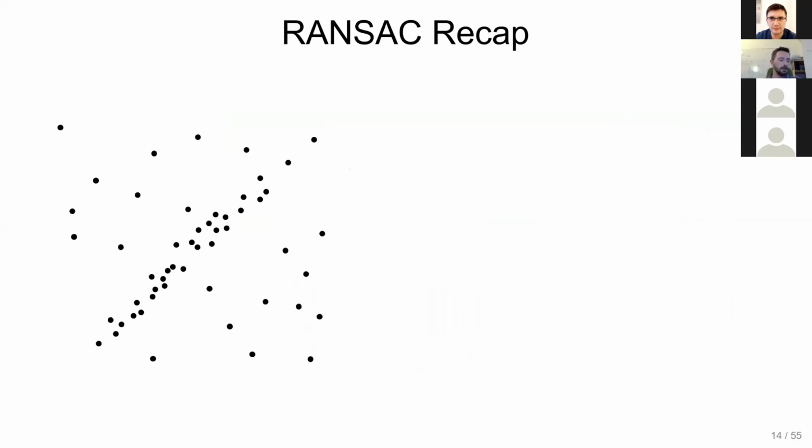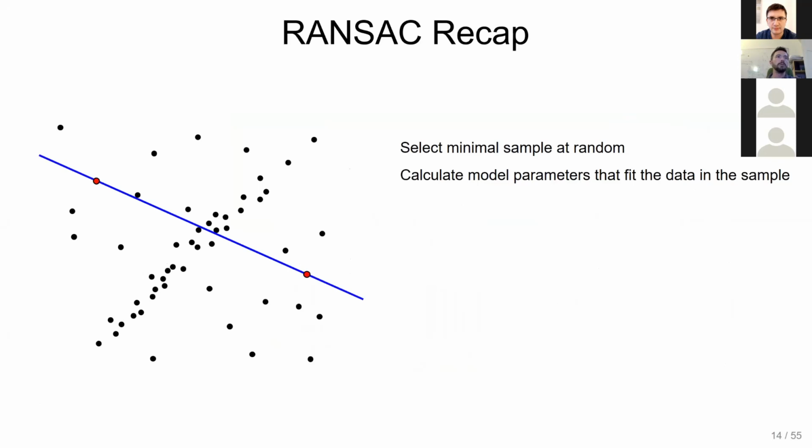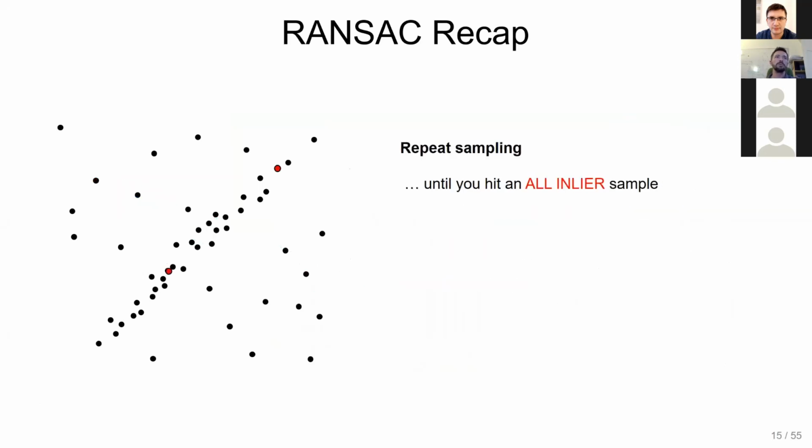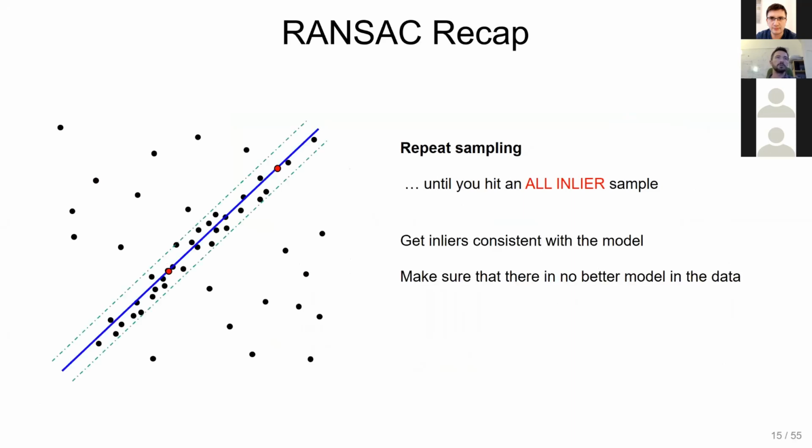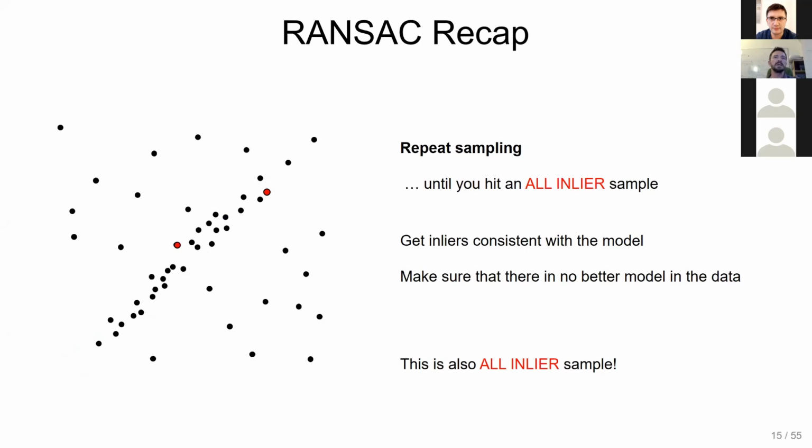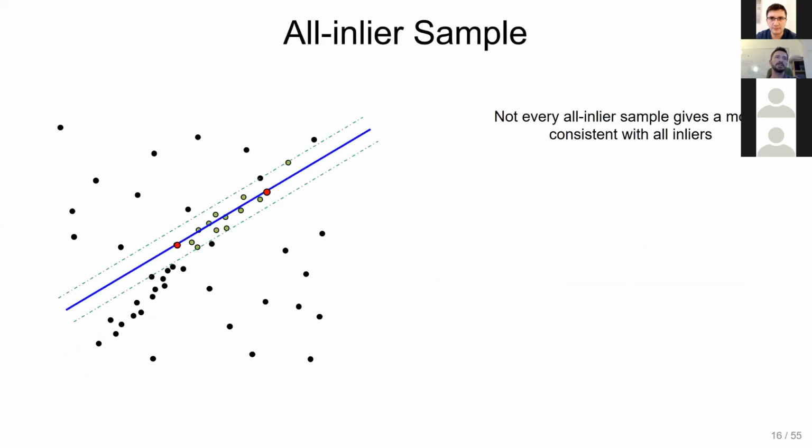Just to quickly recap, in RANSAC you select a sample at random, you fit the model, you find inliers, and you repeat this until you hit an all-inlier sample, and then you extract all the inliers. You just need to make sure that there is no better model in the data and everything is done. However, this sample is also an all-inlier sample. However, the model does not recover all the inliers.